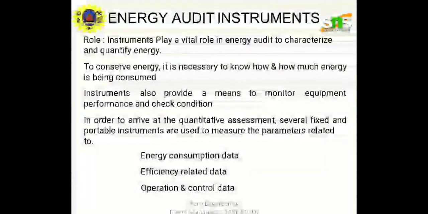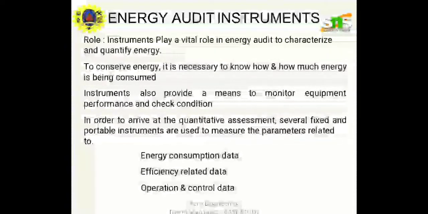This is energy audit instruments. Instruments play a vital role in energy audit categories and quantifying energy. To conserve energy, it is necessary to know how and how much energy is being consumed. Instruments also provide a means to monitor equipment performance and check condition.